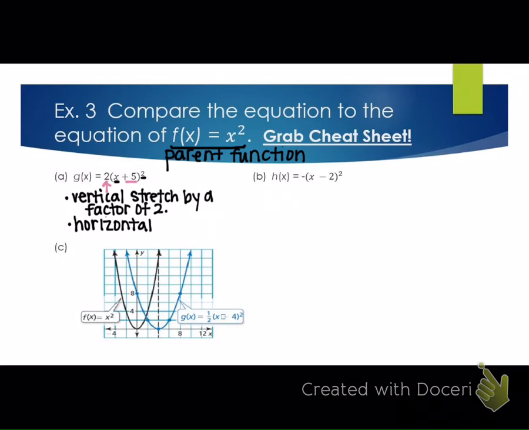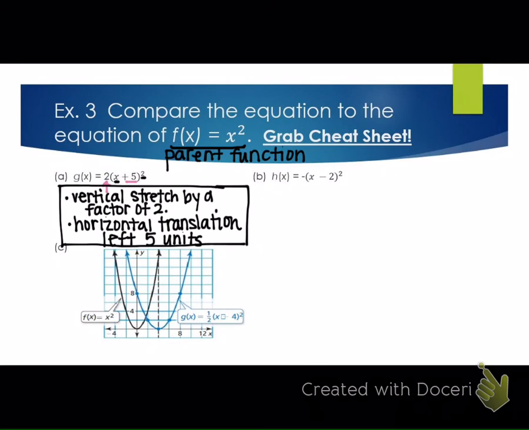Horizontal translation. Now, be careful about the direction, because naturally we're thinking if they're adding 5, it would be natural to think they're going to the right, right? Because on the x-axis, going right is positive. But it's actually the opposite of what you would think. So this is a horizontal translation. What direction? Left. How many units? 5 units. Very good. So these are my 2 transformations for this first problem.